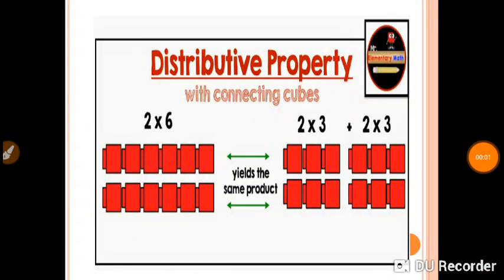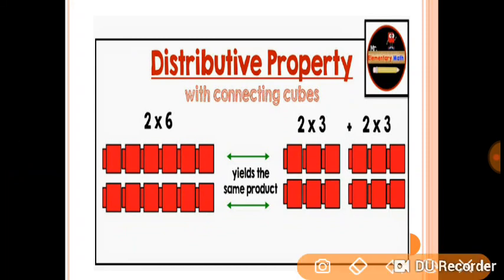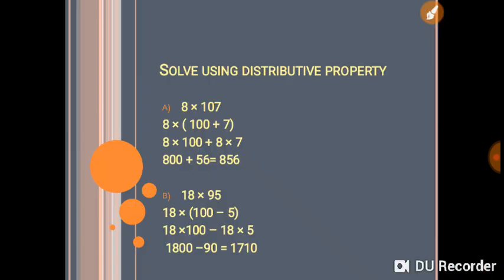Let us consider one more example. Here in this example, you can see that 2 into 6 has to be divided into 2 equal parts. According to this, 6 has to be divided into 2 equal parts. So when we try to divide 6 into 2 equal parts, it will give you 3 plus 3. So when we divide 2 into 6 number of cubes, we will divide it like this. That is 2 into 3 in the first part plus 2 into 3 in the second part.